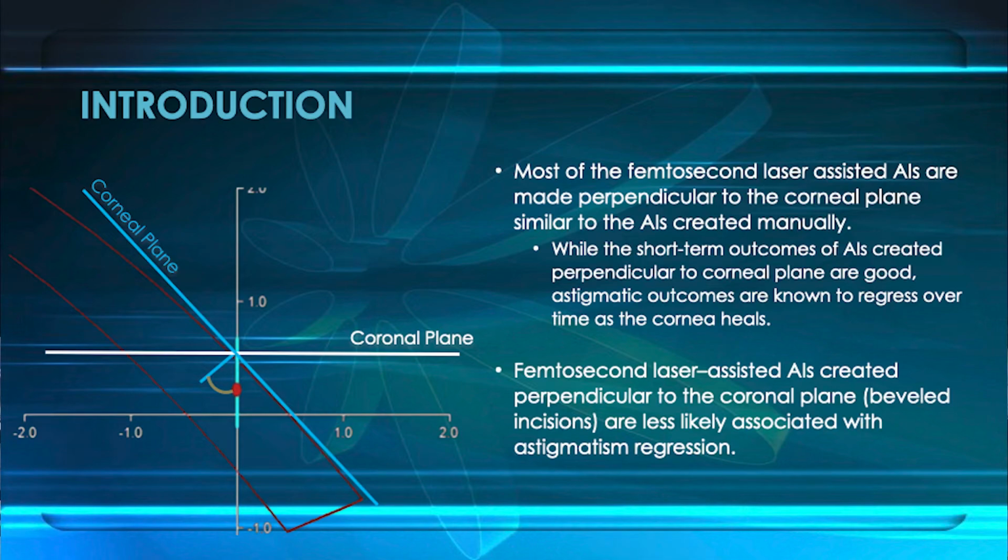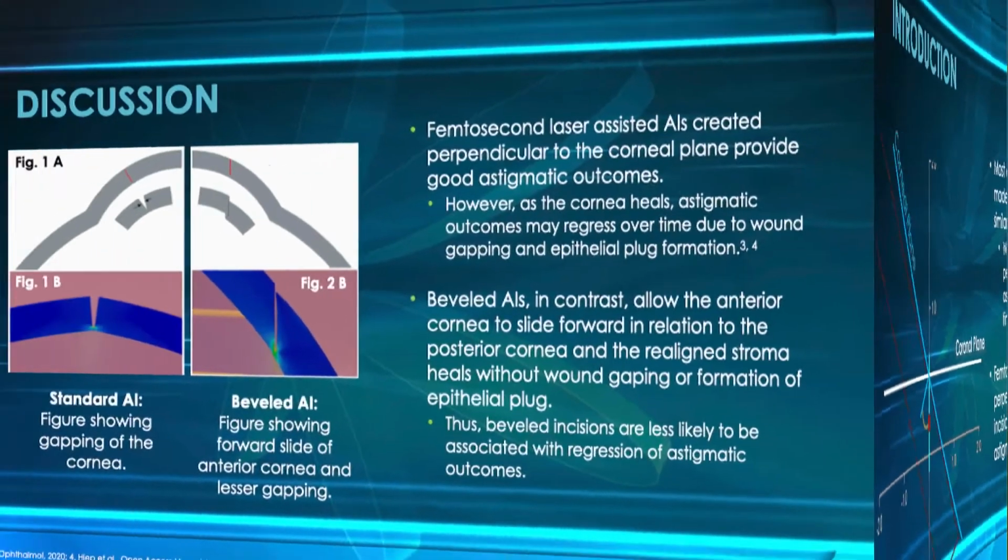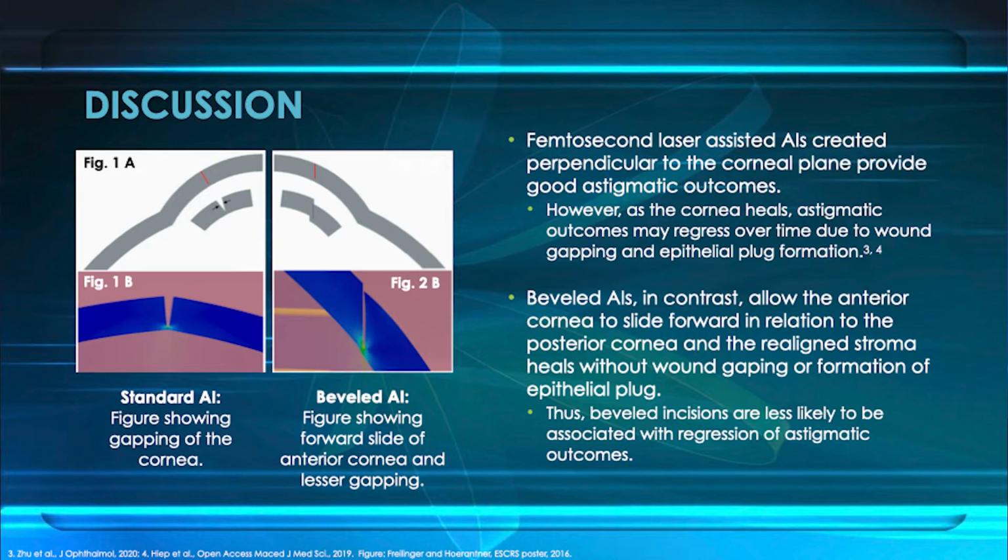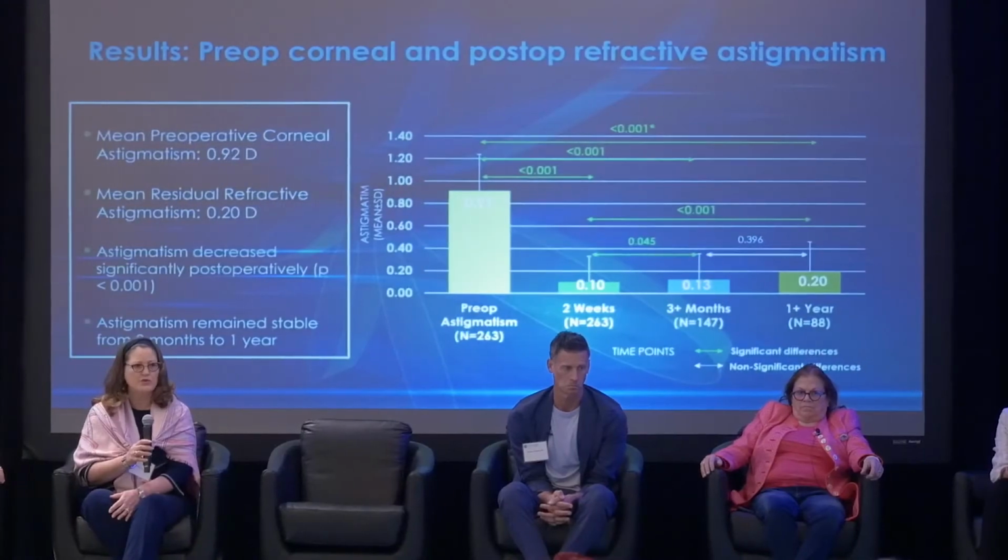These incisions are less likely to be associated with regression. And so here's a schematic showing that, where we can see on the left the figure showing the gaping of the corneal incision that is created, similar to when you would do it with a knife. And these incisions potentially are more prone to gaping and epithelial plugs. And then we can see the beveled incision that the LENSAR performs, which allows the anterior cornea to slide forward in relation to the posterior cornea so that it realigns the stroma. The healing occurs without wound gaping, and so we have a more stable result. And the proof is in the pudding.